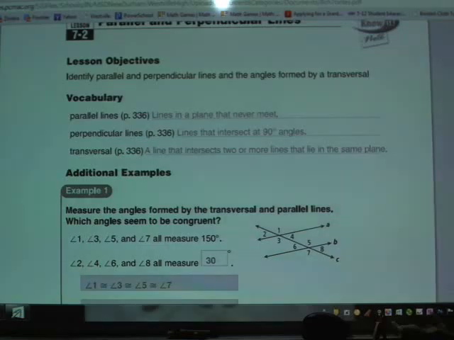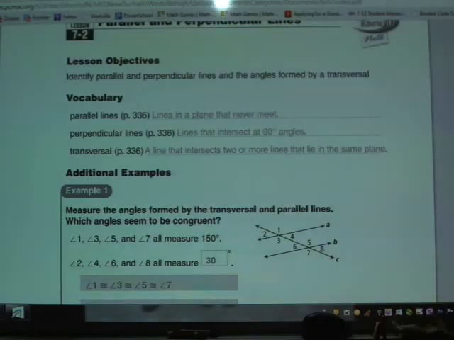This is a video presentation of Chapter 7, Section 2, Parallel and Perpendicular Lines. We'll start off with the definitions here. Parallel lines are lines in a plane that never meet. Perpendicular lines are lines that intersect at 90-degree angles.